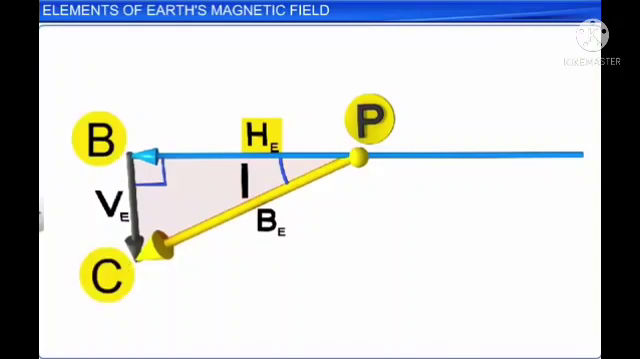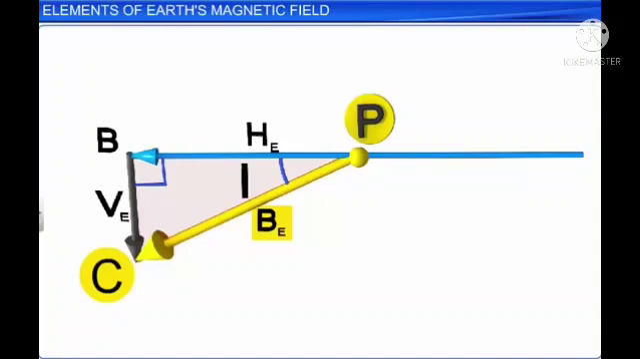Line BC represents the vertical component VE of the Earth's magnetic field. On the line PC, put an arrowhead at C. Line PC represents the total magnetic field BE of the Earth at the point P. We can now write the trigonometric relationships for the sides and the angle in the right-angled triangle.